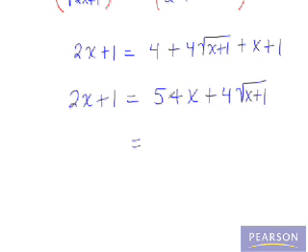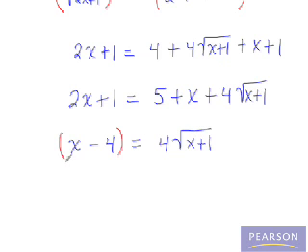Subtracting x from both sides, 2x minus x gives us x, and positive 1 minus 5 is negative 4. So now we have that equal to 4 times the radical x plus 1. Now, you do have the option here of dividing both sides by 4. However, I would advise against that only because it's going to create fractions on the left-hand side. So let's just go ahead and square both sides of our equation the way that it sits right now. We'll square the whole left side again, and we'll square the whole right side again.